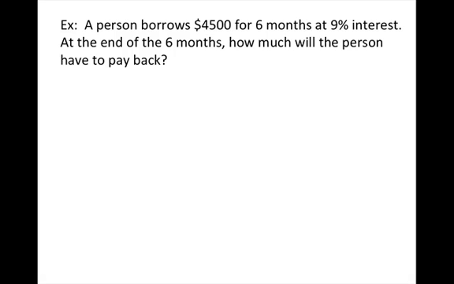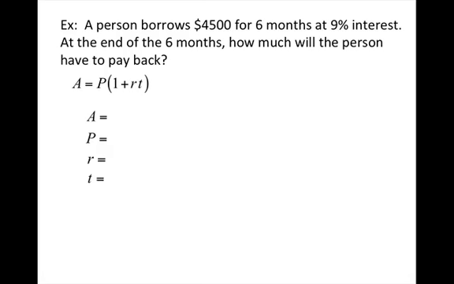So let's look at the next example. A person borrows $4,500 for 6 months at 9% interest. At the end of the 6 months, how much will the person have to pay back? So this time I'm not asked for the interest. If I wanted to, I could compute the interest and then add that to the $4,500. But since I'm just asked for the final amount the person will pay back, I'm going to use the second formula, A equals P times 1 plus RT.